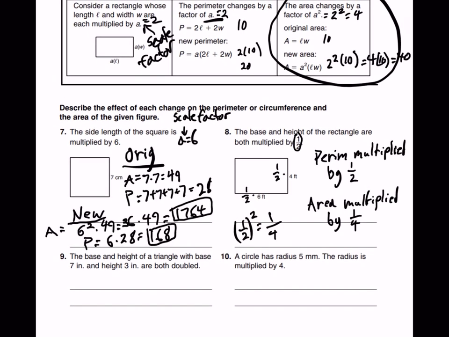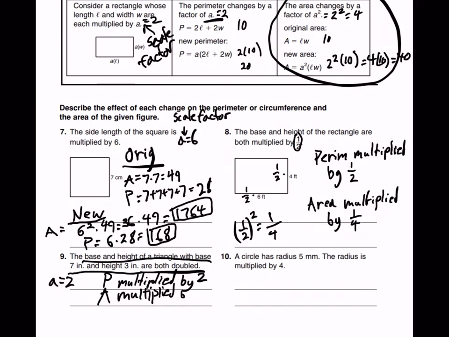For number 9, we have a triangle with base 7 and height 3, both doubled. If they both doubled, my A value is 2. So perimeter is multiplied by that A value. And area, like we said, is multiplied by the A value squared, so 2 squared, which gives me a scale factor of 4.